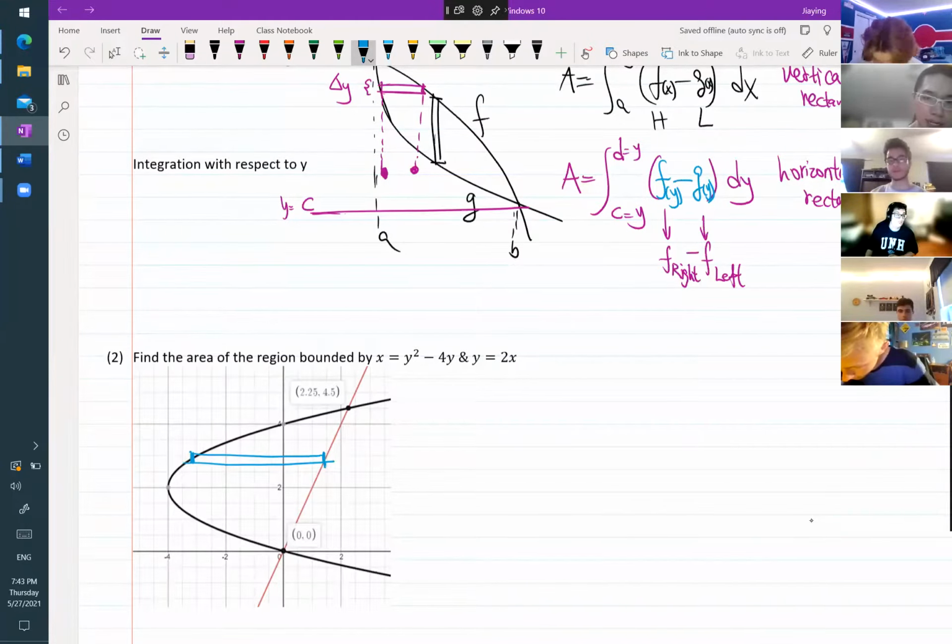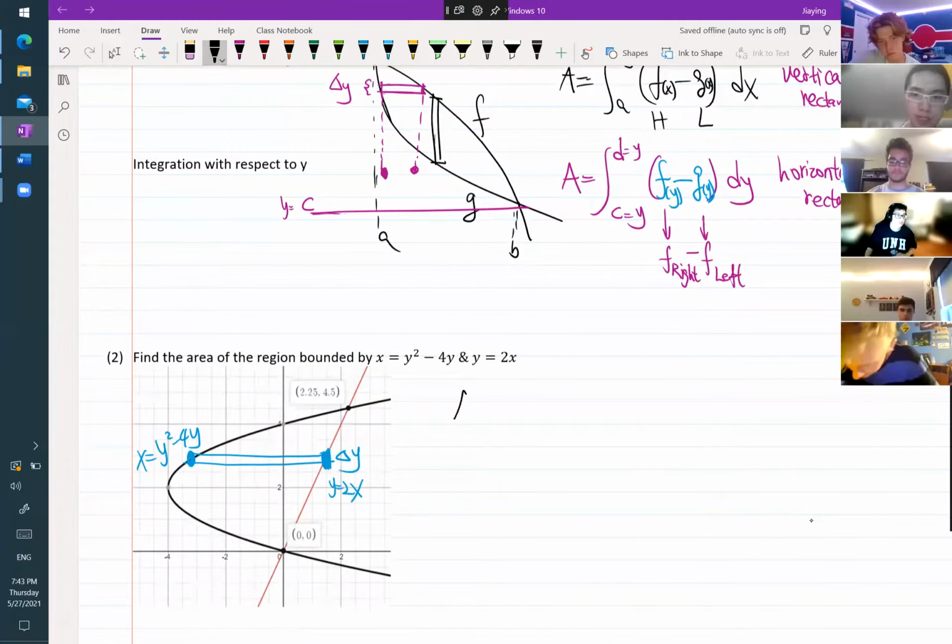And this rectangle has a height, delta y. So this is delta y here. And it has a base. The base is given by the value from the black curve, which is x equals y squared minus 4y. And then this x value is given by y equals 2x. So the difference between them will give me the base of the rectangle.